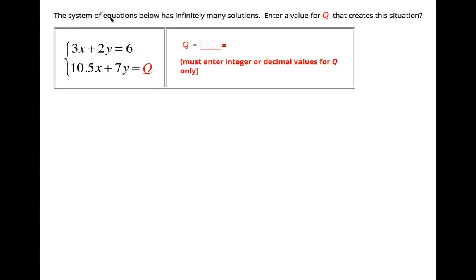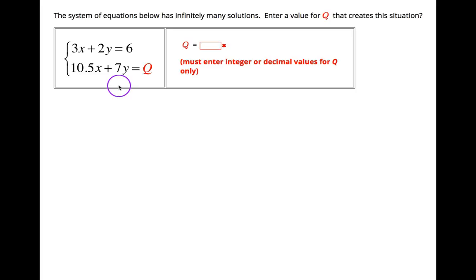So in a problem like this, it says the system of equation below has infinitely many solutions. Enter a value for Q that creates this situation. So what we're going to do is remember that in order for something to have infinitely many solutions, we need to end up with a true statement.